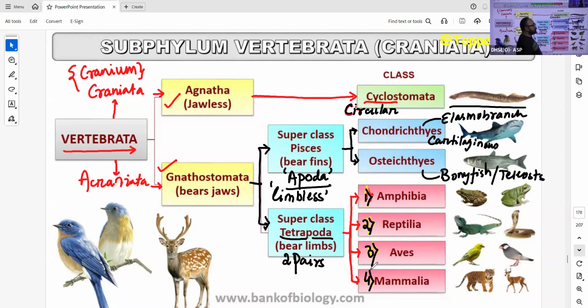Then aves. Aves are terrestrial, arboreal or aerial in their habitats. They either live on the ground, on trees, or fly. And then mammalia, the most sophisticated forms of all organisms, like lions, tigers, elephants, deer, and so many others. They all come under the class mammalia because of the presence of mammary glands. We'll go into that in detail when we go to individual classes.